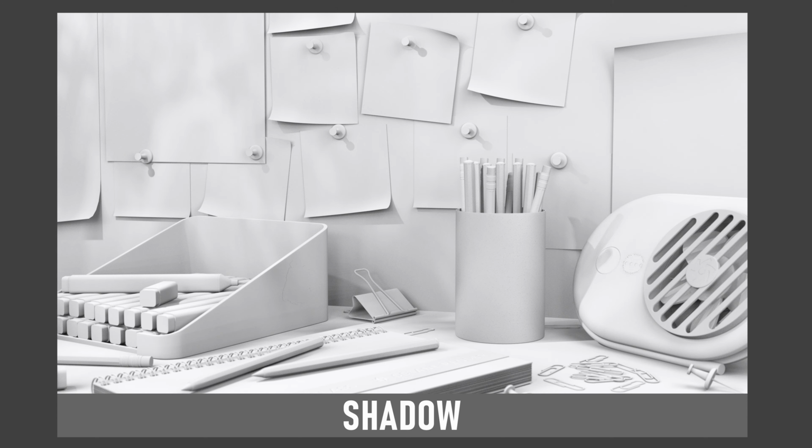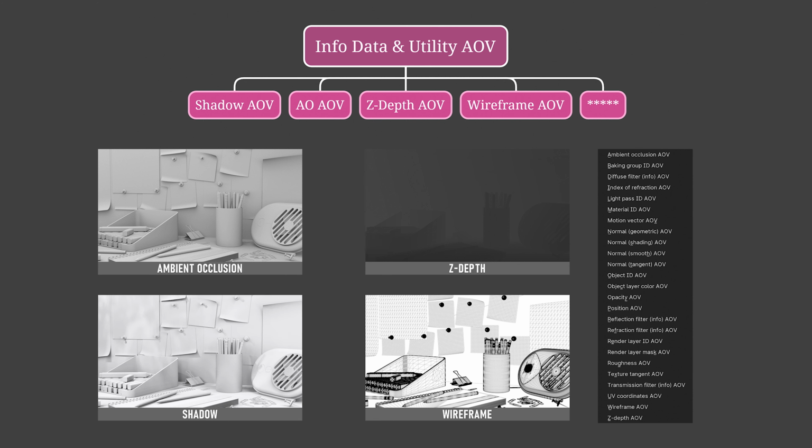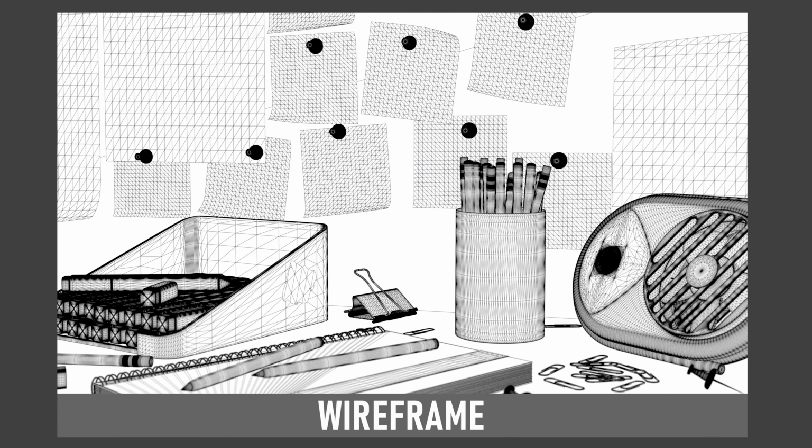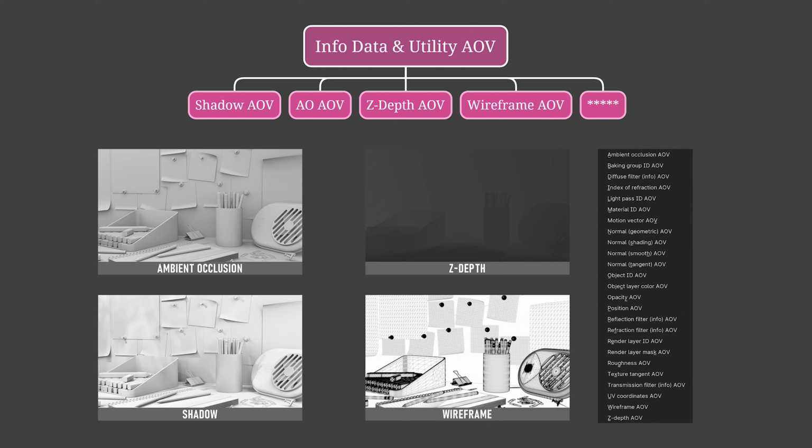The data in both of these passes are already taken into account in the beauty or lighting passes, so they can be used if there is a need to enhance the effects of shadows or ambient occlusion. Passing depth along the z-axis can be useful for creating depth of field or fog effects. The wireframe pass displays the triangulated geometry that Octane uses.